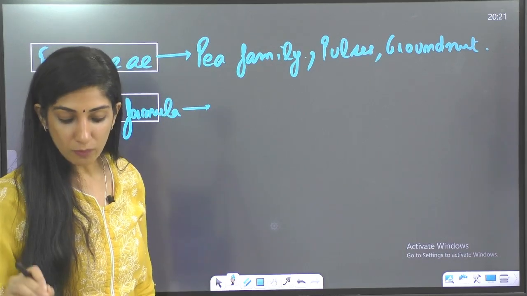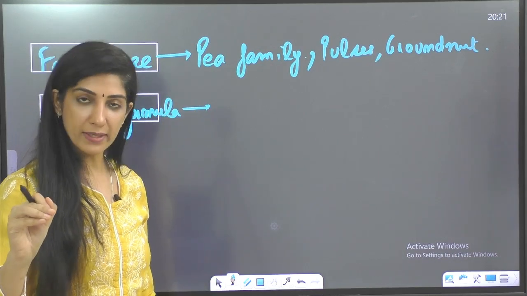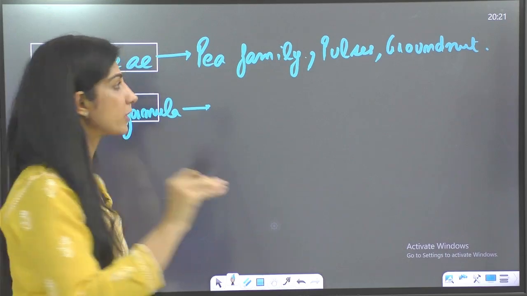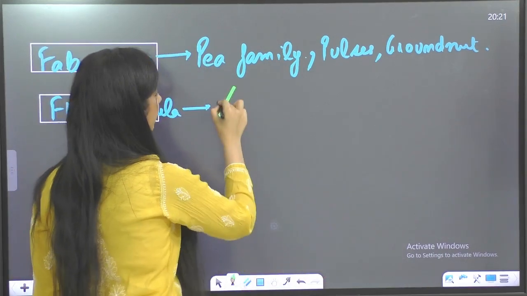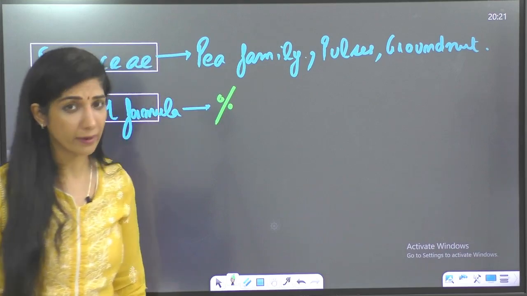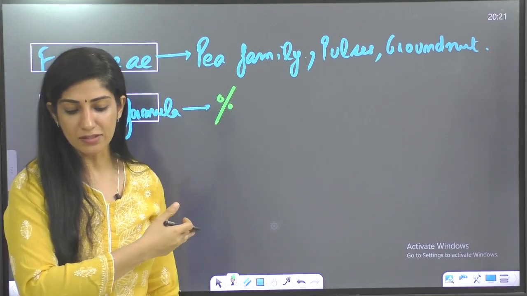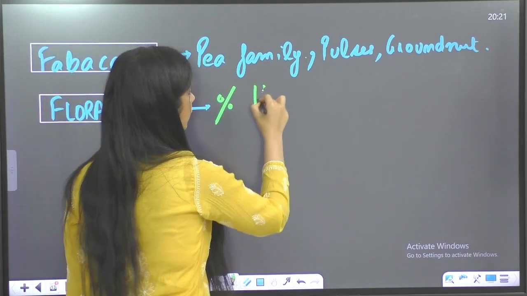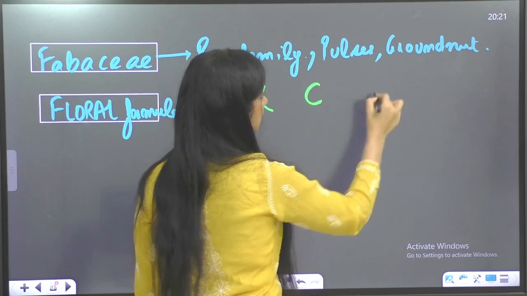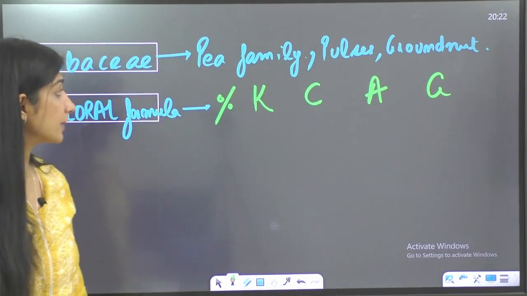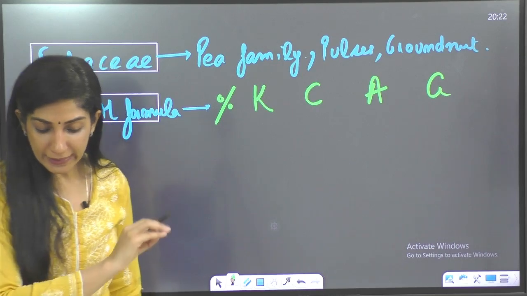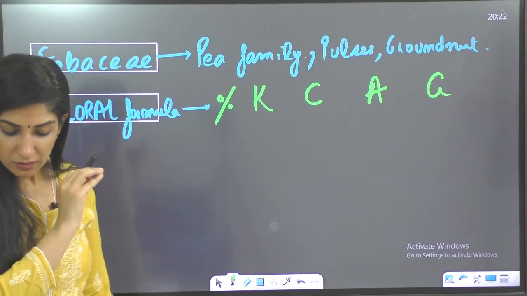The floral formula, what did I say? That it is a pentamerous flower. The symmetry, people. The symmetry in this case is zygomorphic, and I won't lie, this question has been asked based on symmetry. Then your K, then your C, then your A, then your G. You will never forget this sequence.